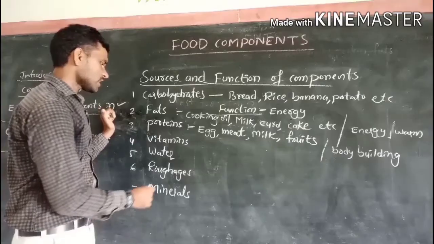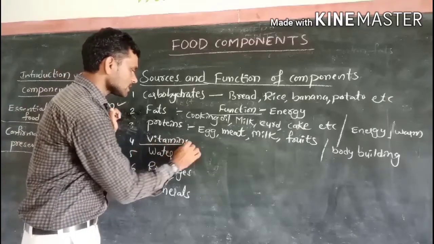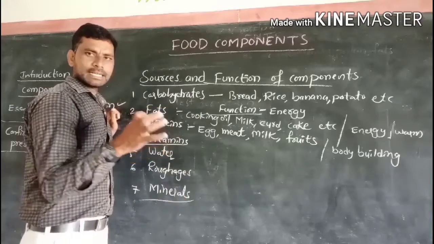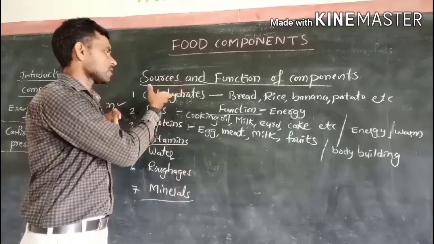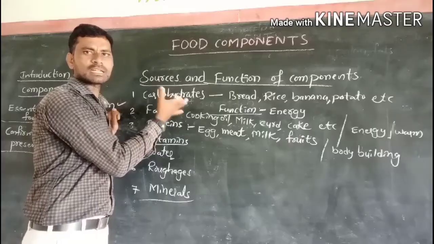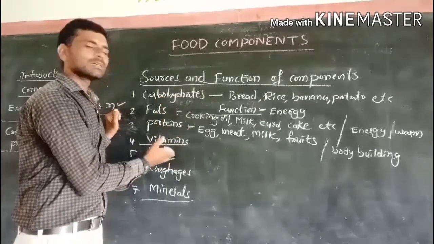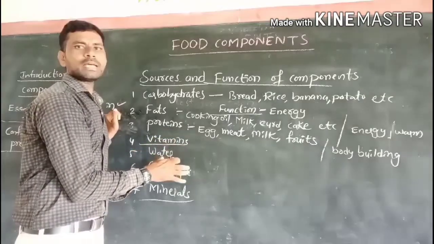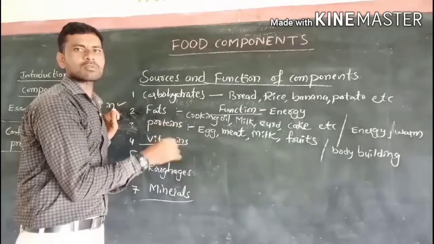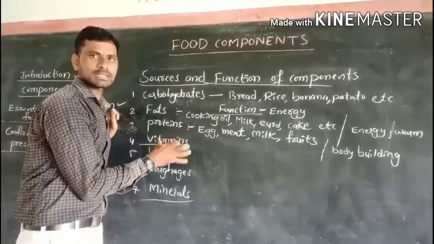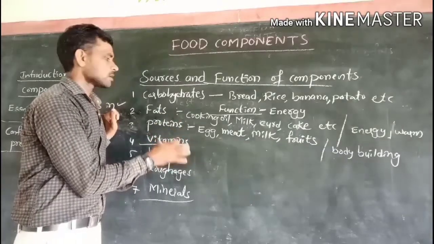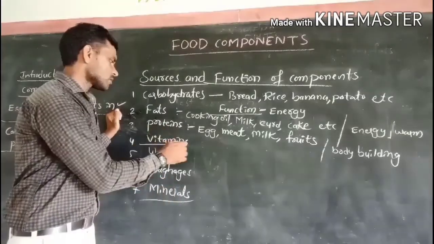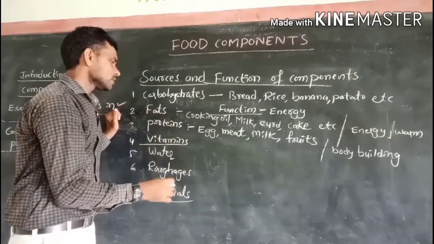Next, vitamins and minerals. We need them in small quantities. We don't need as much as carbohydrates. Mainly we need carbohydrates, fats, proteins, but these are needed in small quantities only. So they are also called minute components. Minute means a smaller quantity. We require smaller quantities. That's why they are called minute components.